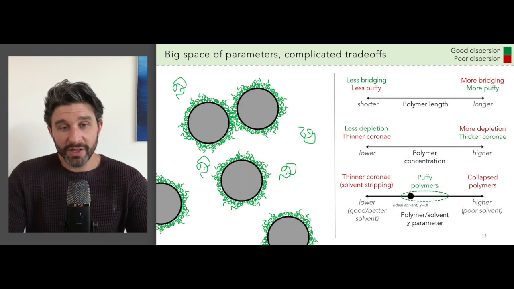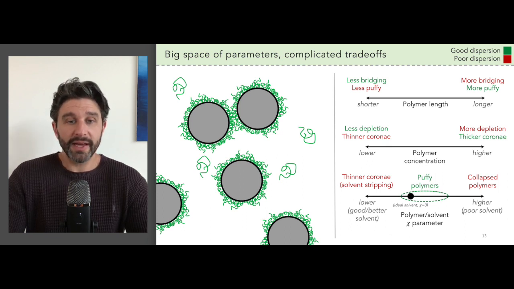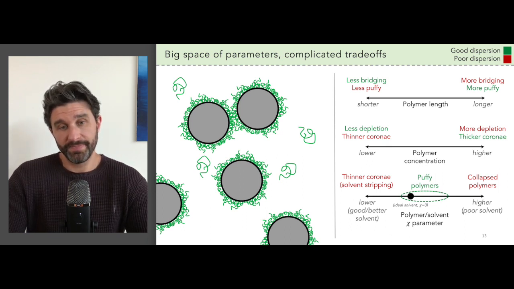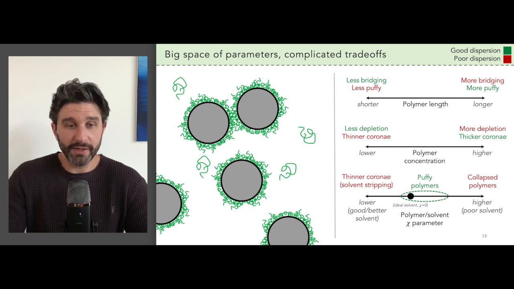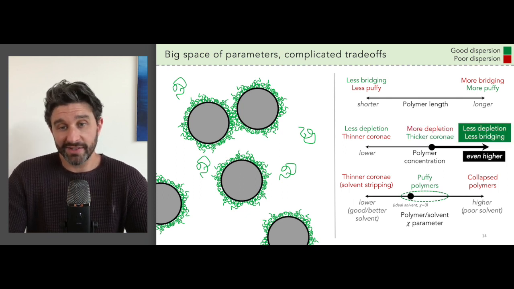In the same way, if you look at the polymer concentration, going to low concentrations, we have less depletion effects, but also might end up with thinner coronae. At high polymer concentration, the coronae will likely be large and puffy, but the chance of depletion flocculation gets higher. And then, as we said before, if you go even higher in concentration, sometimes you see less depletion and less bridging.